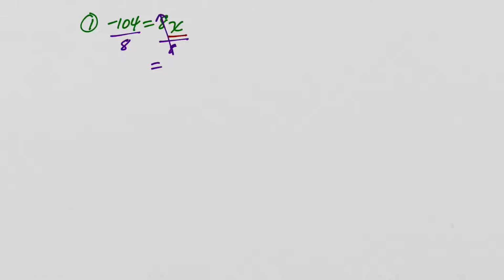And if I divide by 8 on both sides, what happens? 8 divided by 8 will equal 1. And 1 times x is going to be x. Negative 104 divided by 8 would be a negative, let's see, 13. Well, I'm not quite sure about that, so I should check my work.